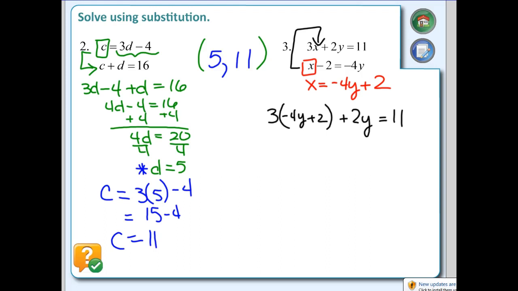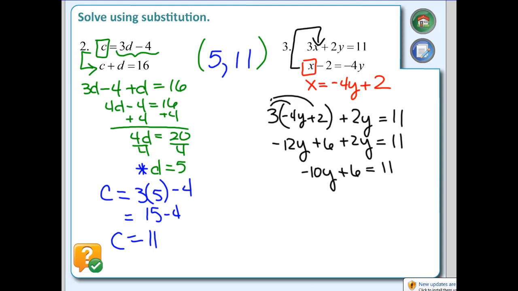Right, distributive property. So we've got negative 12y, and then we've got 3 times 2 is 6, plus 2y equals 11. What do we need to do now? Yeah, combine like terms. What's negative 12y plus 2y? Negative 10y plus 6 equals 11. Yeah, 6 is my floater. We're going to subtract 6 from both sides. So now I have negative 10y equals 5.